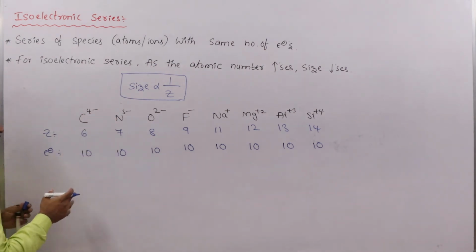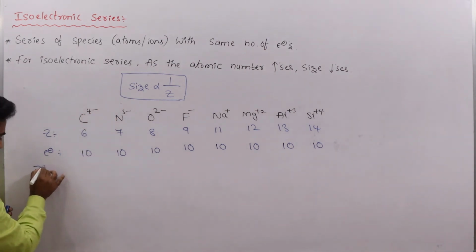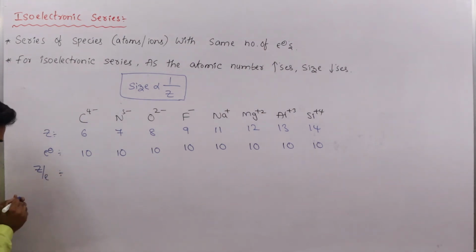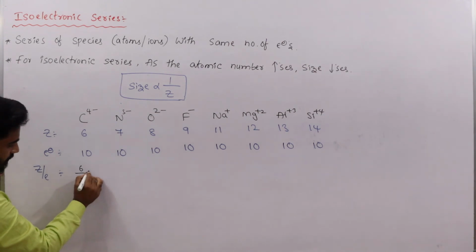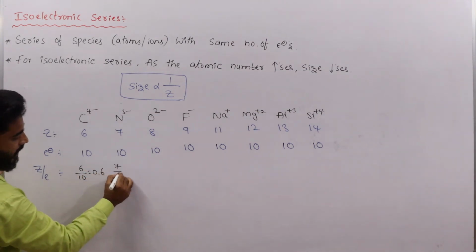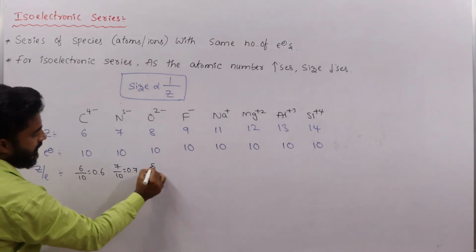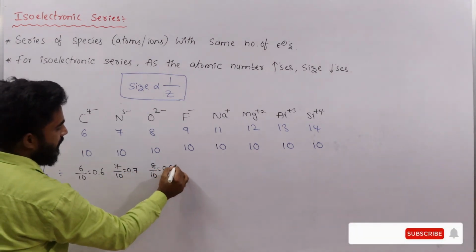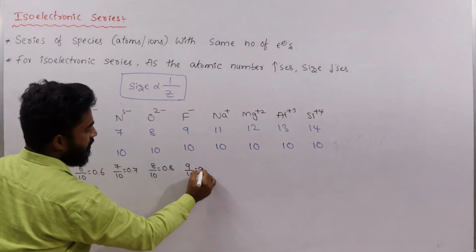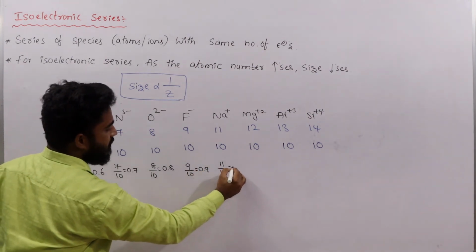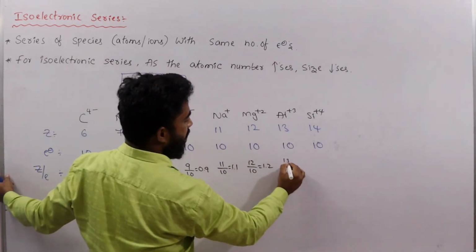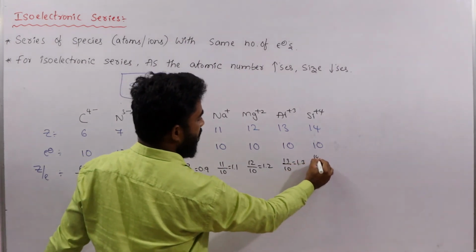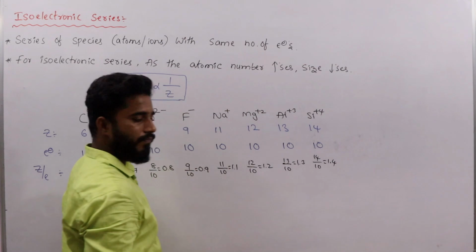And also we can explain this based on Z by E ratio. So what is Z here? Atomic number. E means number of electrons. So if you take the ratio here, 6 by 10, that is 0.6. Here 7 by 10, that is 0.7. Here 8 by 10, that is 0.8. Here 9 by 10, that is 0.9. Here 11 by 10, that is 1.1. Here 12 by 10, that is 1.2. Here 13 by 10, that is 1.3. Here 14 by 10, that is 1.4.